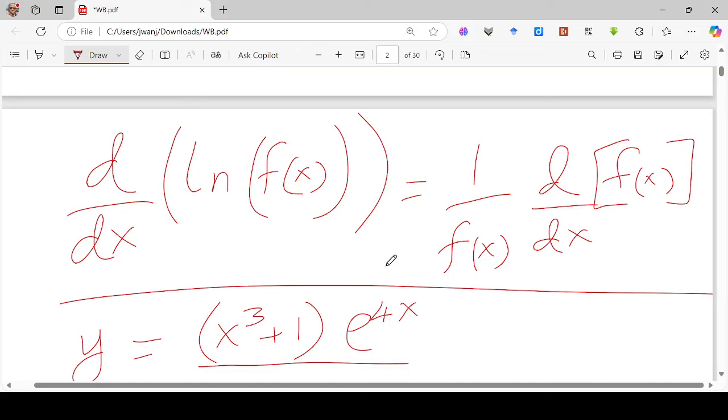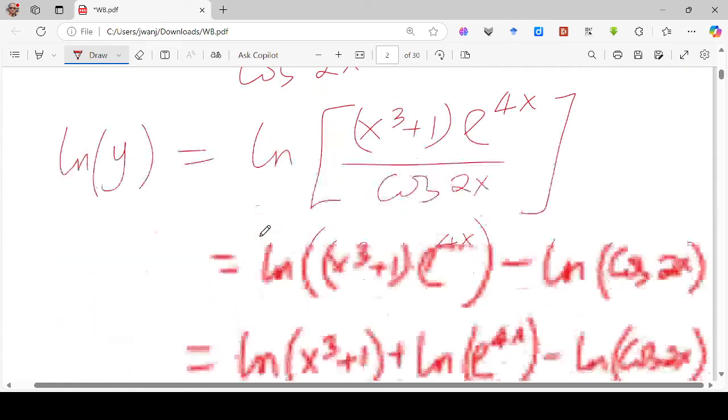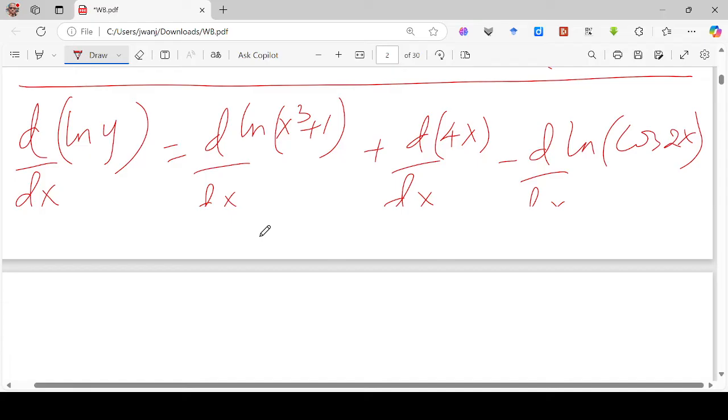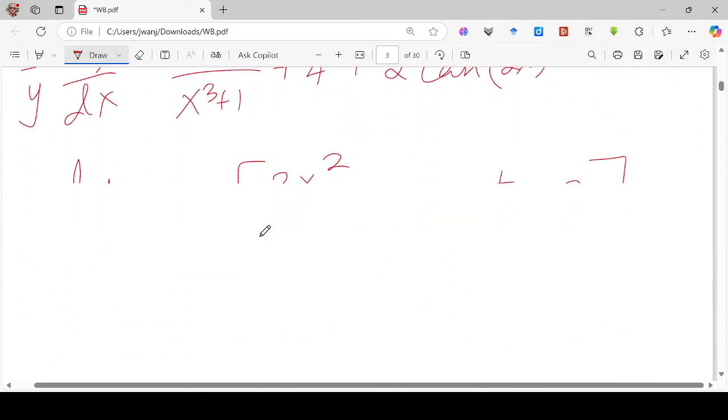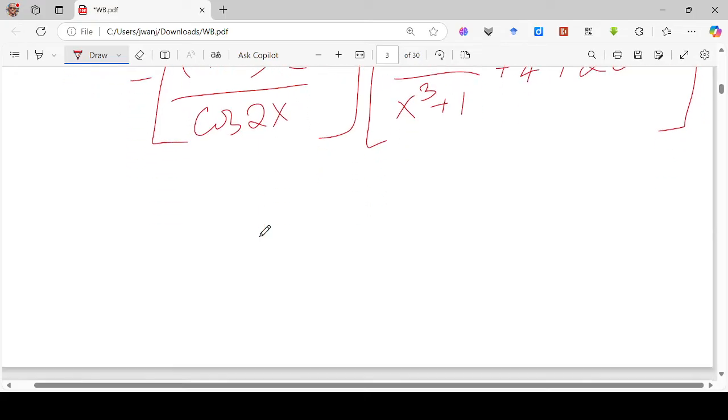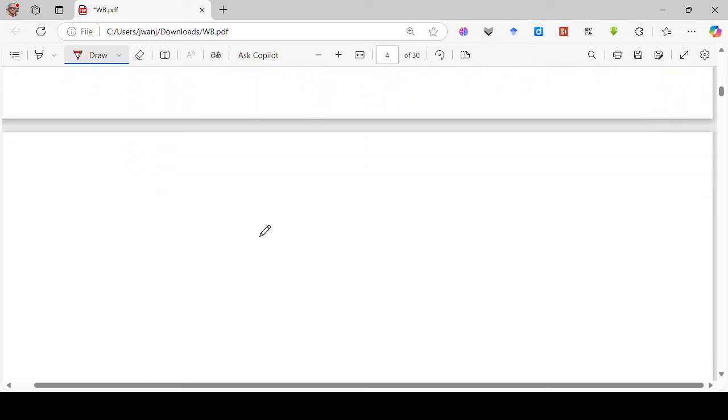take logarithms on both sides. Then remember this differentiation rule for the logarithm of a function. So basically that is the method that we call logarithmic differentiation, and that is how the method can be applied.